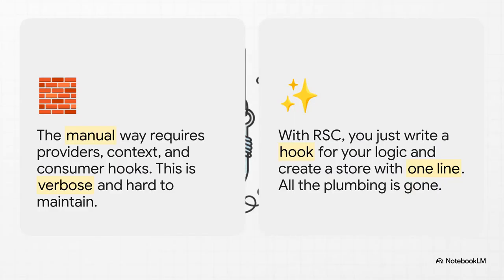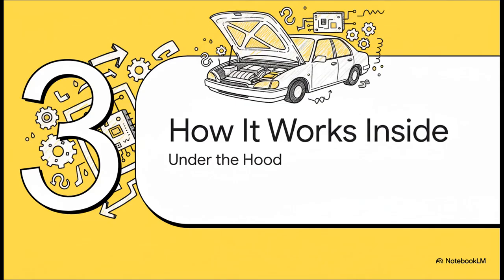And this slide really just drives the point home. On the left, you've got that mountain of code for the manual context setup. On the right, with React State Custom, it's just the hook with your state logic and a single line to make it global. All that other stuff, it just vanishes. So the big question is, how? How does it pull this off? How can something so simple on the outside still deliver such great performance? Let's pop the hood and see what's really going on.